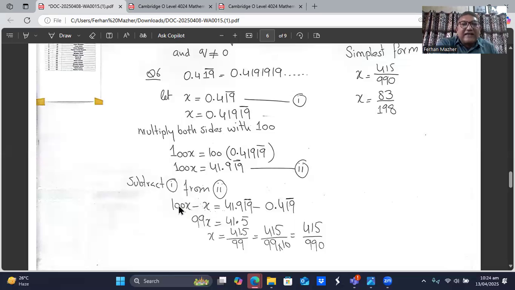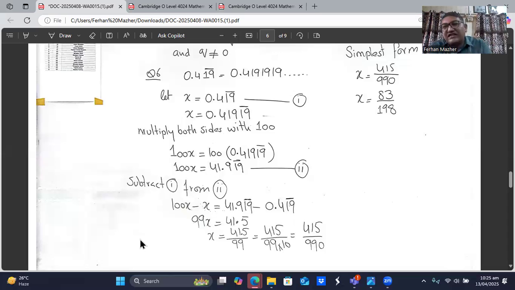So you will have 100x minus x equals 41.919 with a bar, minus 0.419 with a bar on the 19. So when you subtract them, you will have 99x equals 41.5. So x will be equal to 41.5 divided by 99. So when you remove this decimal, this is 0.5, so here you have to put a 10. So this will become 415 divided by 990. So 415 divided by 990.